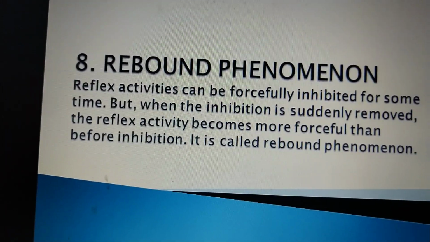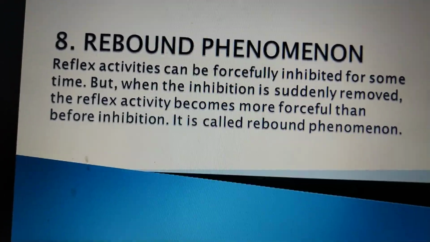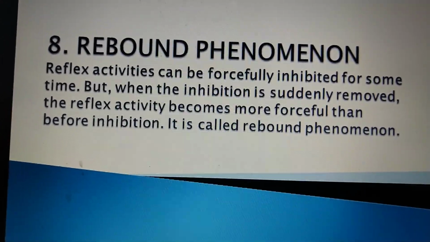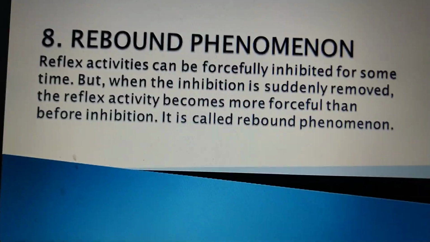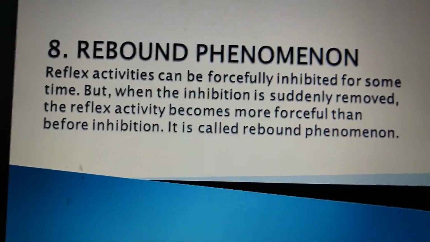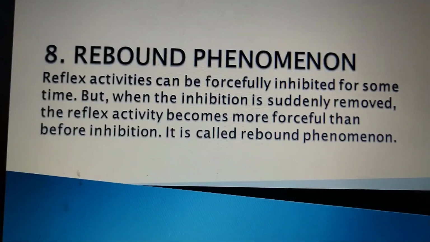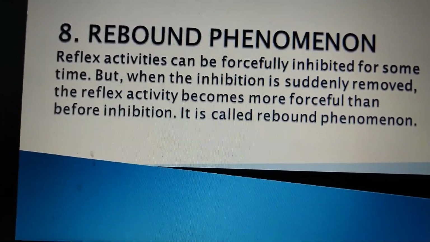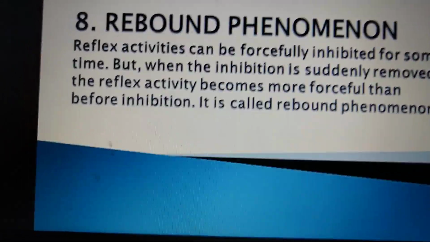Then the eighth property is rebound phenomenon. This property is defined as: reflex activities can be forcefully inhibited for some time, but when the inhibition is suddenly removed, the reflex activity becomes more forceful than before inhibition. It is called rebound phenomenon. For example, if you are in a crowd and you get a cough, which is a reflex, and you try to suppress your cough, for some time you can suppress it, but after some time when the cough comes, it will be of higher intensity. This is called the rebound phenomenon.